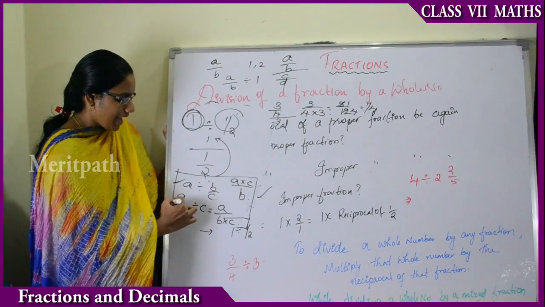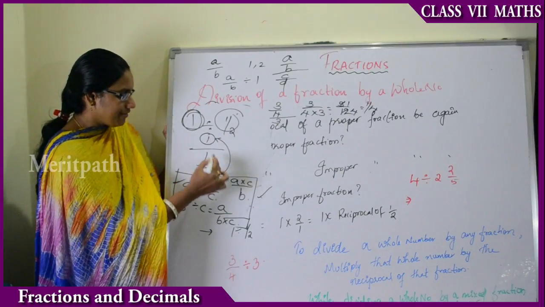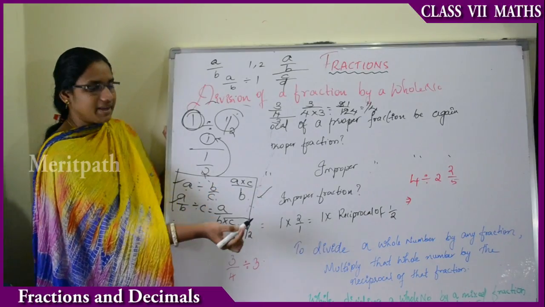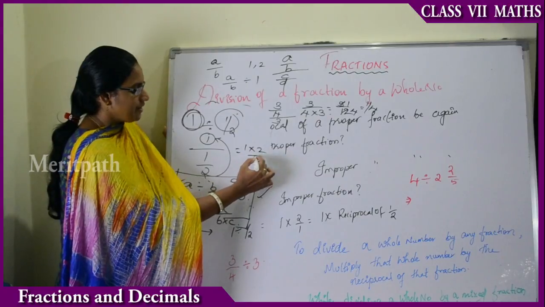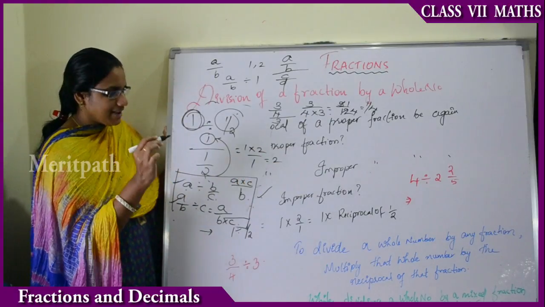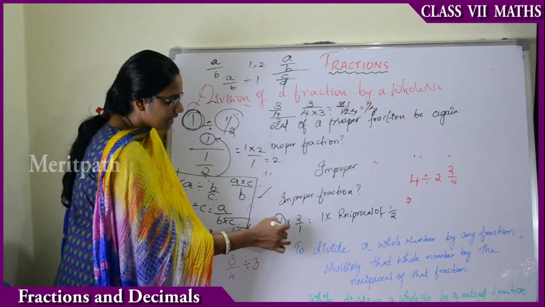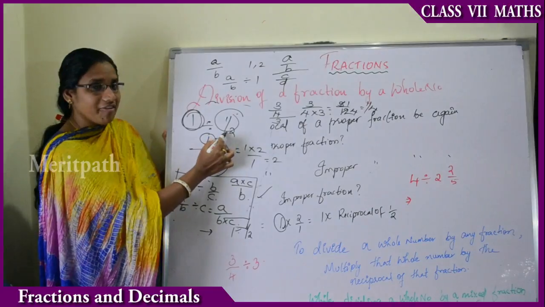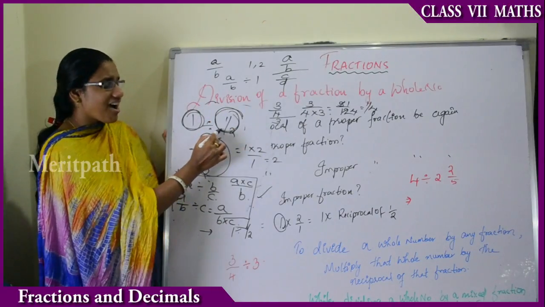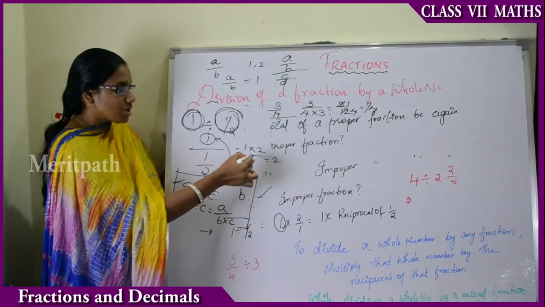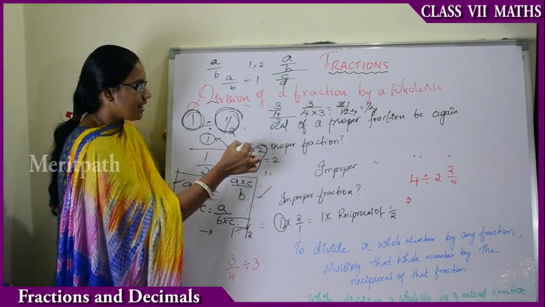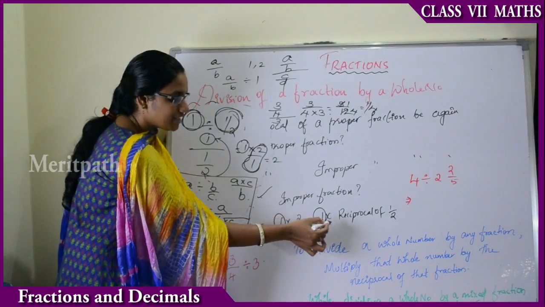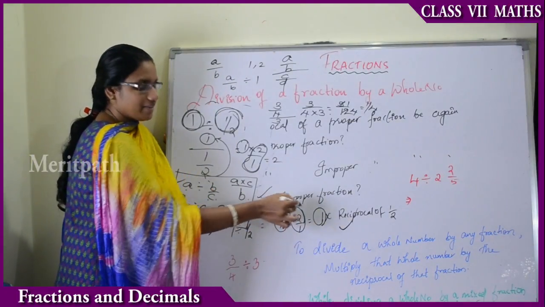Okay. Now here I am dividing 1 by b by c, that is a divided by b by c. That means a into c by b. That is 1 into 2 by 1. That is 2. Okay. In the same way, you observe here, 1 divided by half means the reciprocal of half is 2 by 1, right? So what I am doing, I am multiplying the whole number with 2 by 1. That is, I am multiplying the whole number with the reciprocal of the fraction.